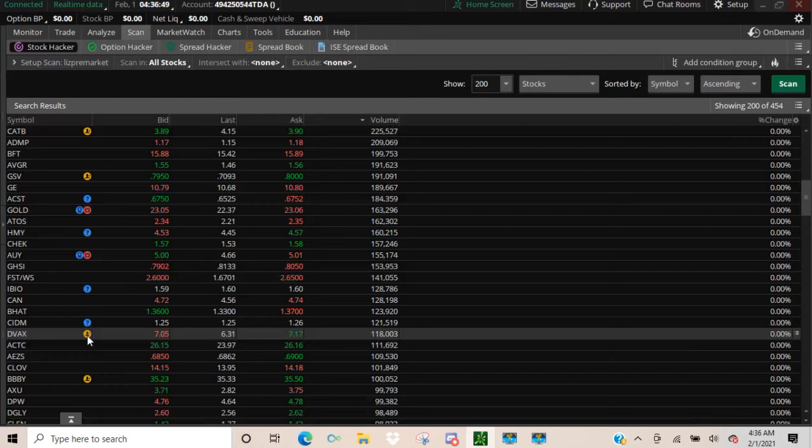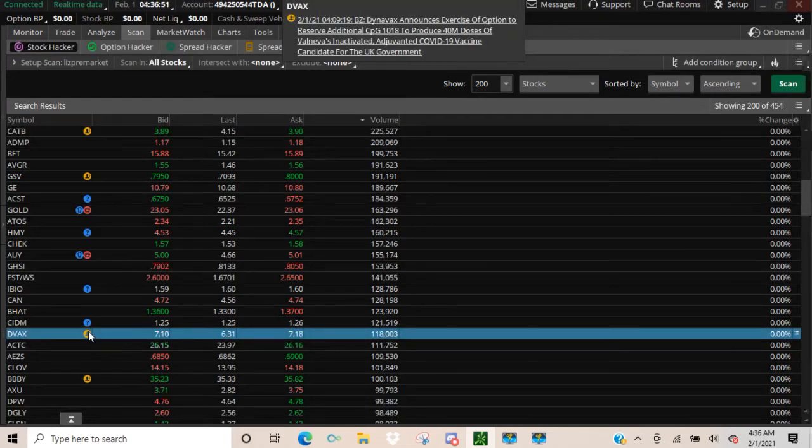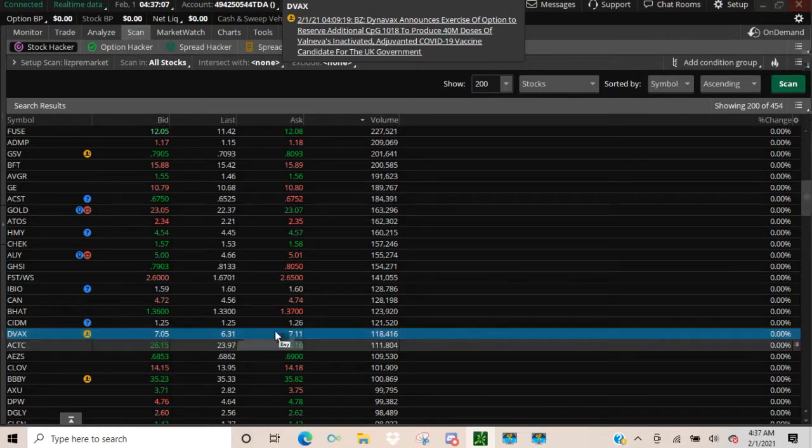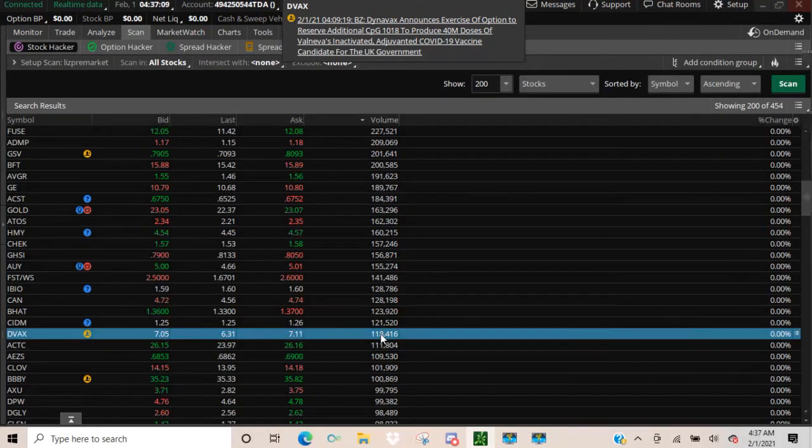Let's see what we can find. This one here has a yellow dot, and it's a DVAX, and it's up nicely. It closed at 6.31. I always look to see what it closed at, and then I want to see what the bid and ask is. So the bid's 7.05, 7.11, and we got at least 118,000 in pre-market volume, which is nice.